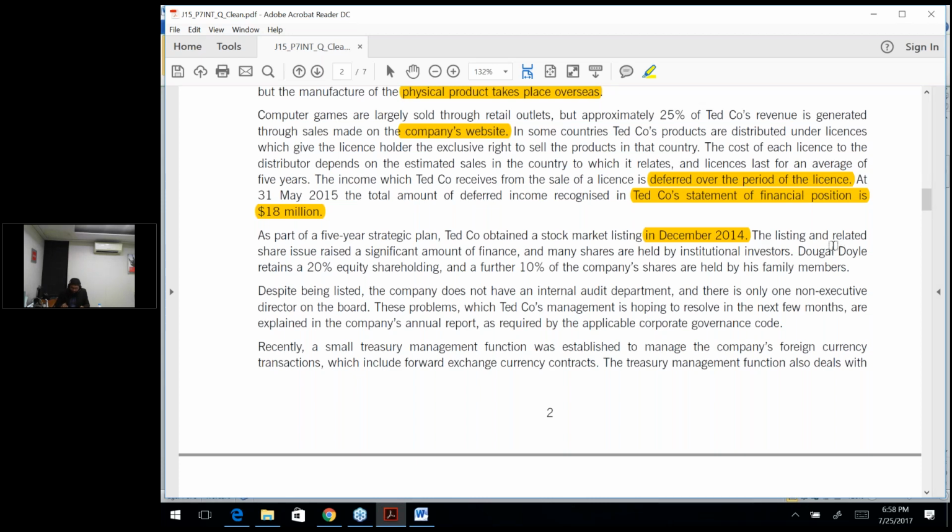It says the listing and related share issue raised a significant amount of finance, and many shares are held by institutional investors. Decker Doyle retains 20% of equity shareholding, and a further 10% of the company's shares are held by his family members. So you see, the chief executive officer has got a vested interest. He has got 20% of the shareholding, and 10% is being held by his family members. So in total it's 30% within himself and his family.